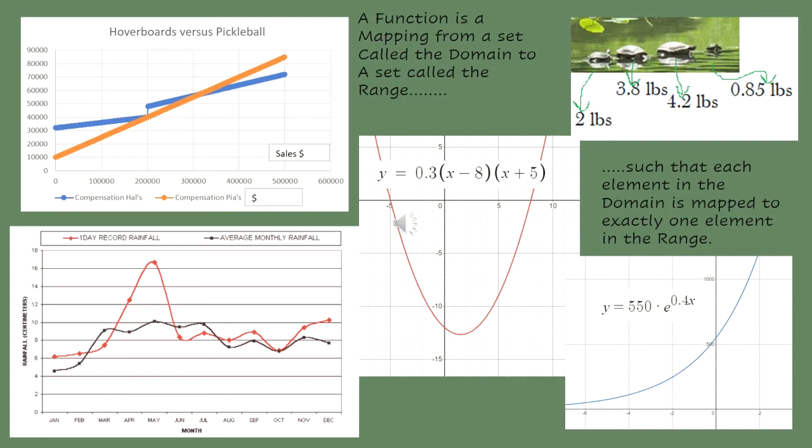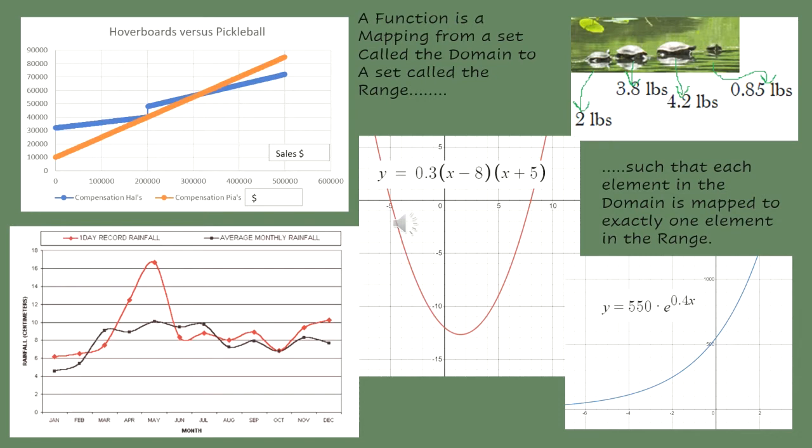The graph below it is representing the record rainfall and the average monthly rainfall in a certain location according to months. So our domain is the set of months in a year, and the range values are amounts of rainfall in centimeters. So once again, on that graph, you have two different functions. One's represented by a red graph for record rainfall and the other for average monthly rainfall.